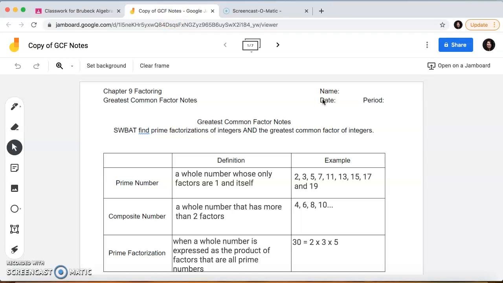I'm going to be doing notes on how to find the greatest common factor. So today, students will be able to find prime factorizations of integers and the greatest common factor of integers. First, I'm going to go over some definitions for you. And the first is prime number.